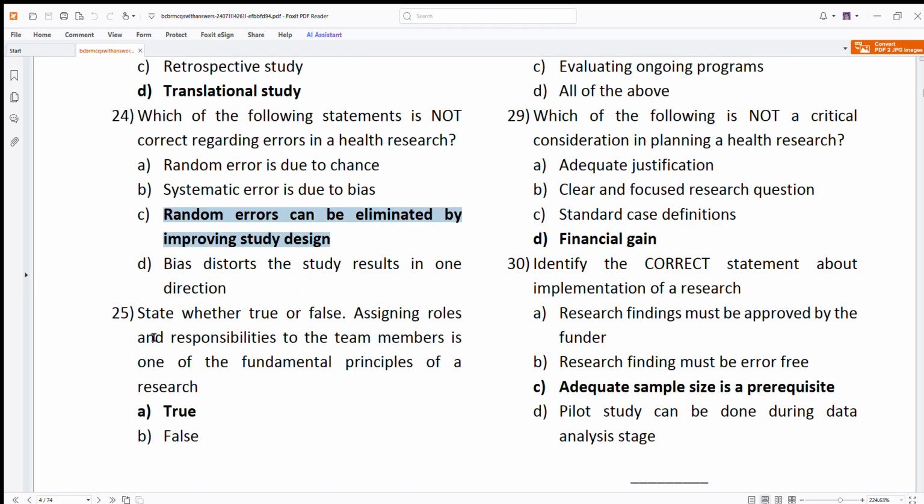Then state whether true or false. Assigning roles and responsibilities to the team members is one of the fundamental principles of research. Yes, the answer to that is true.